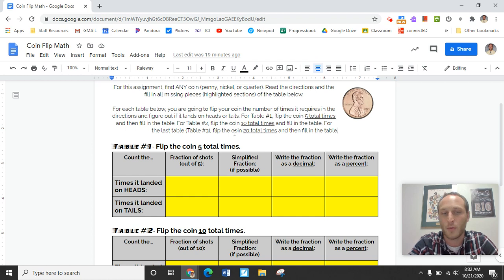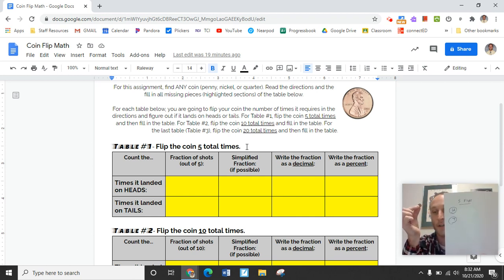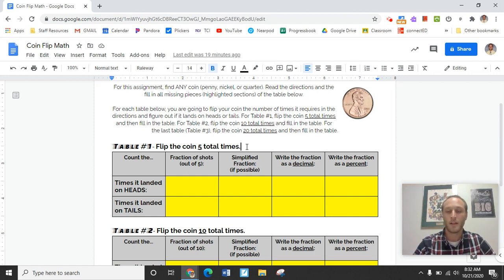So if I was doing table number 1, it says flip the coin 5 total times. So I'm going to take this coin and flip it 5 times. I do think it would be helpful if you had a piece of scratch paper here so you can tally up how many times it lands on heads and how many times it lands on tails. So let's do this. If I'm doing 5 times, I'm going to flip.